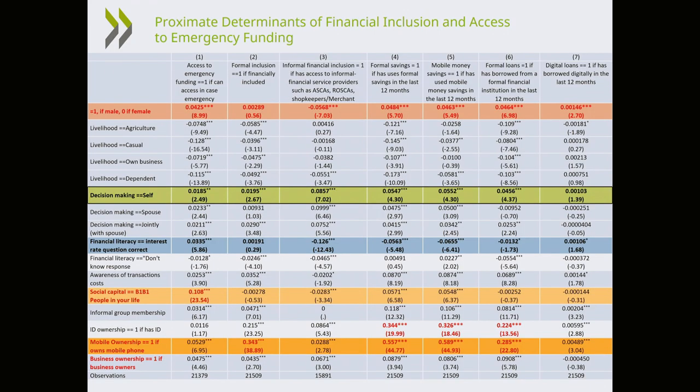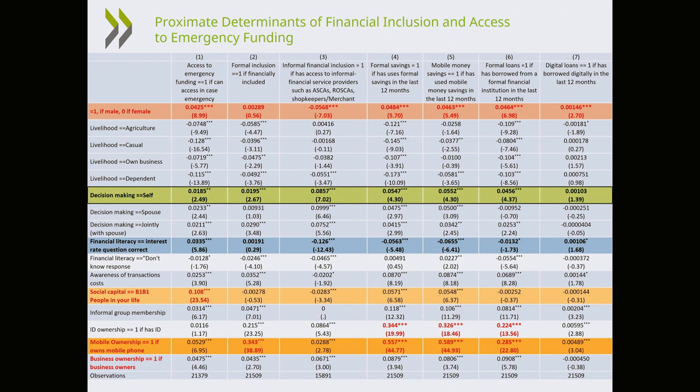So Kiplangat went on to conduct a probit analysis just to really look at the strength of some of these relationships. Again, he looked at a range of different variables, including formal inclusion, but also access to emergency funding, which is an important marker of financial health. And he found that certain attributes are particularly strongly correlated with formal inclusion as well as access to emergency funding. In the case of women in particular, that includes decision-making, financial literacy, social capital, the number of, I can't remember exactly what the question was for social capital, but we have another presentation on it. Naomy might help me out with that if she's in the room.